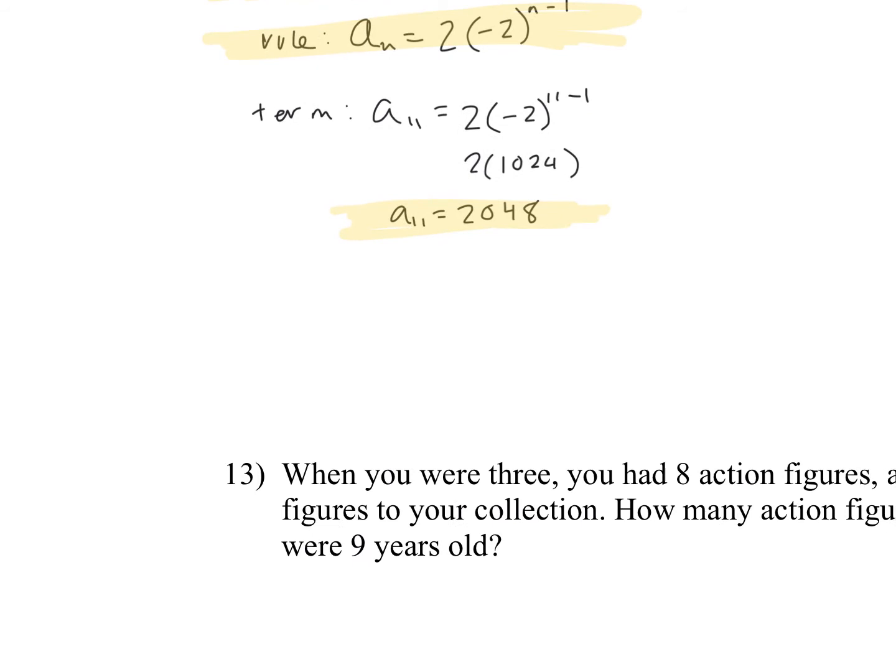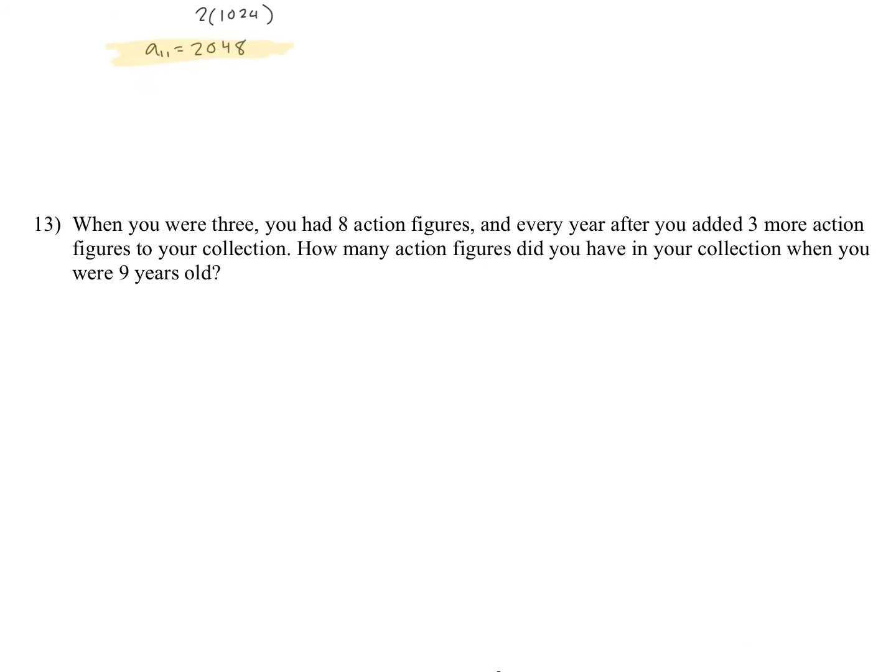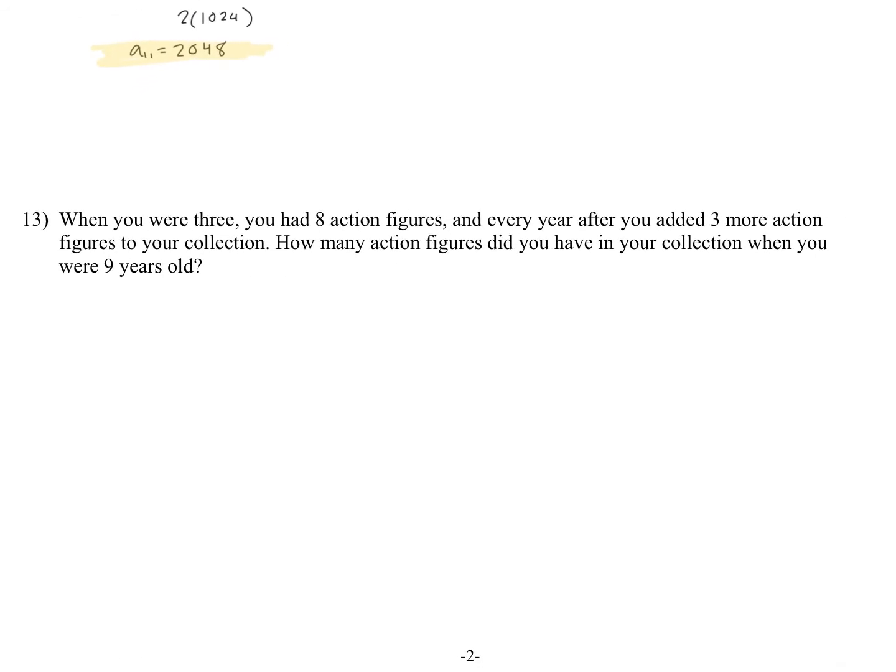All right, number 13, our word problem. When you were 3, you had 8 action figures, and every year after you added 3 more action figures to your collection. How many action figures did you have in your collection when you were 9 years old? So when we were 3 is when we started. We had 8 action figures in our collection. Every year we added 3 more action figures.